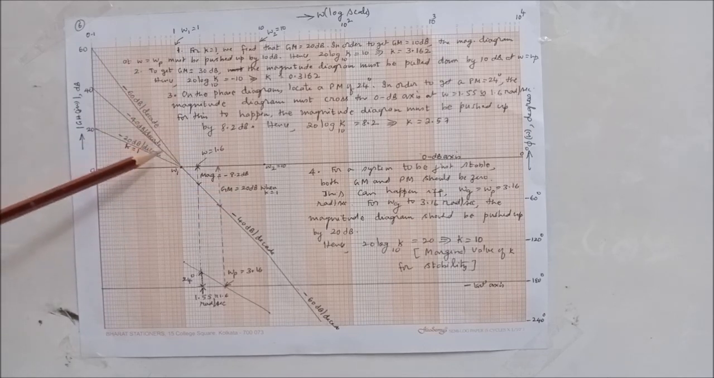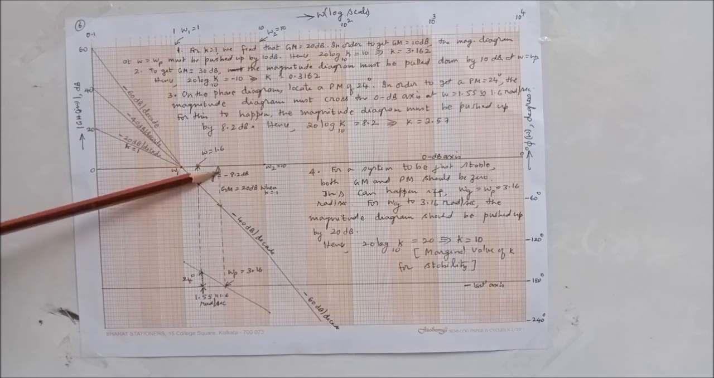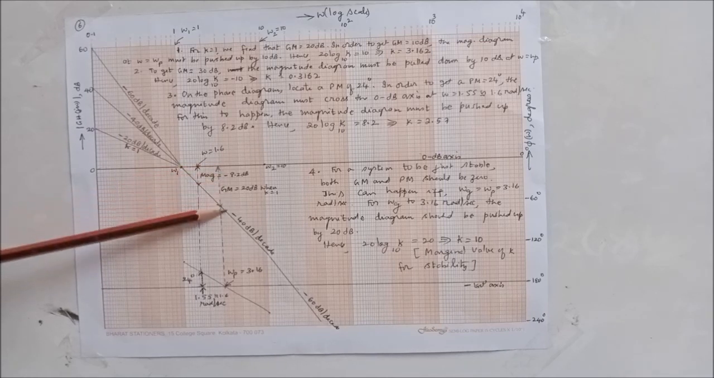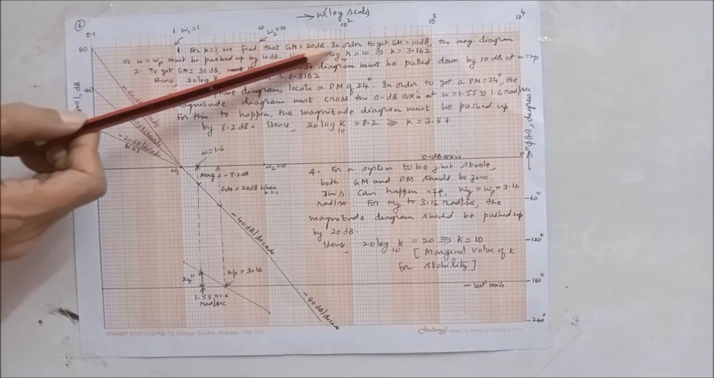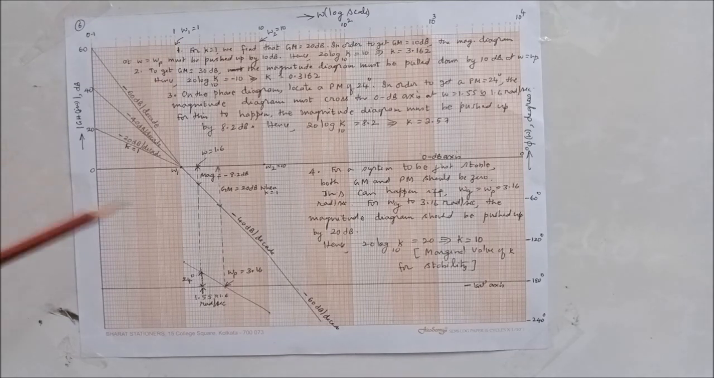In first part, gain margin should be 10 dB. Therefore, this intercept 20 dB must be made 10 dB. This means magnitude diagram should be pushed up by 10 dB. 20 log k to base 10 is equal to 10. This implies k equals 3.162.